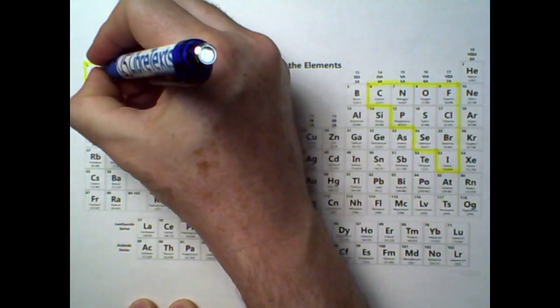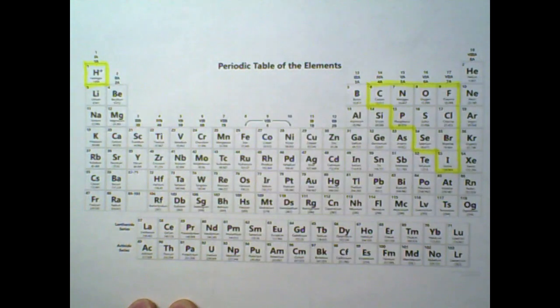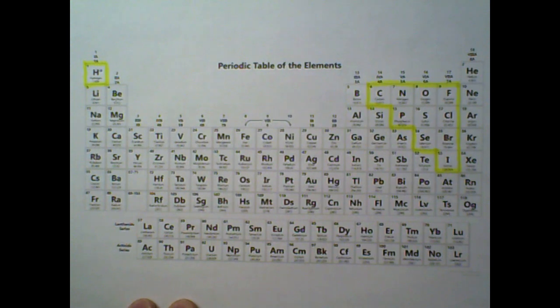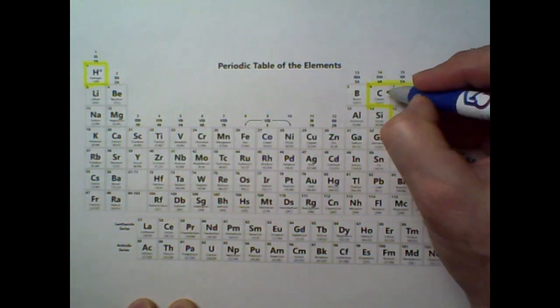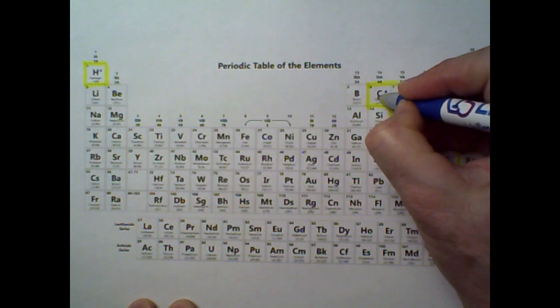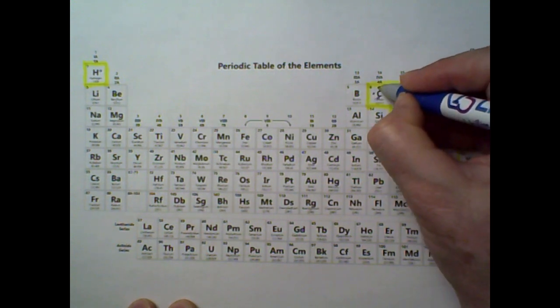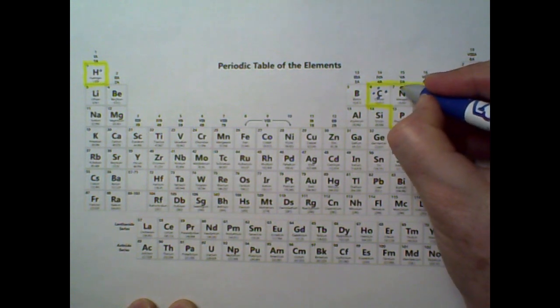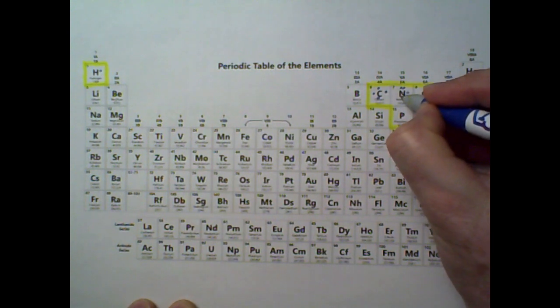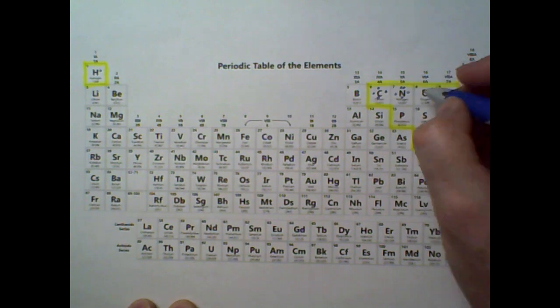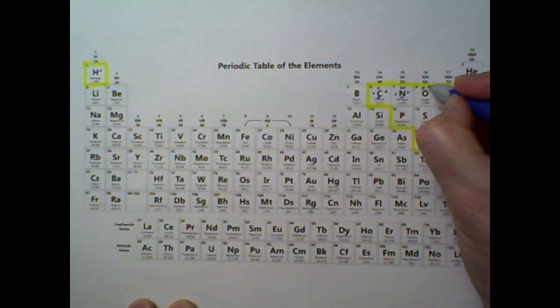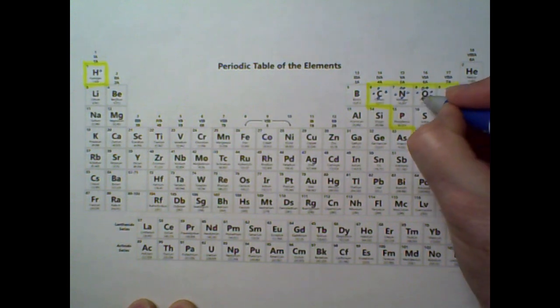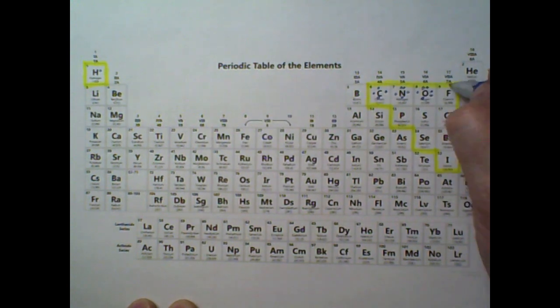Hydrogen just has one electron, and it can only have two. So I'm going to put in some electrons around them. Carbon, basically making them like Lewis dot structures. Carbon comes with 4 electrons. Nitrogen comes with 5. Oxygen with 6. Fluorine with 7.